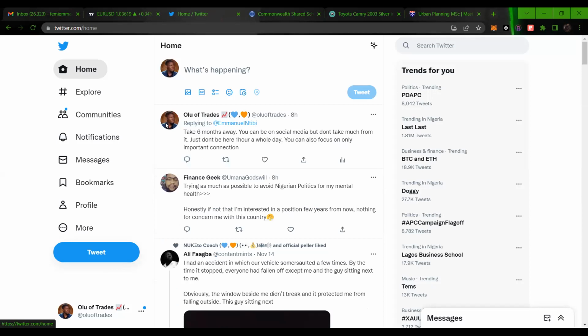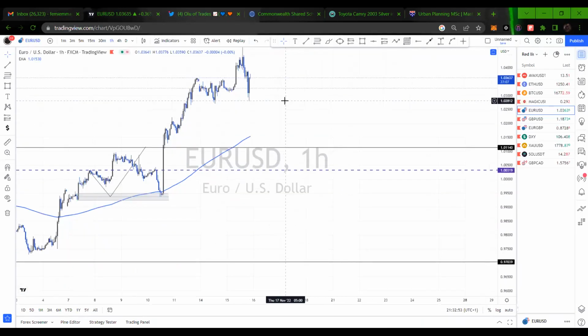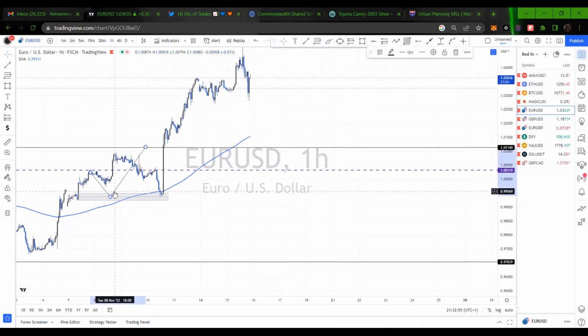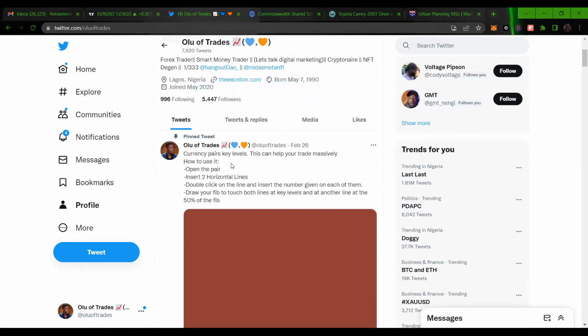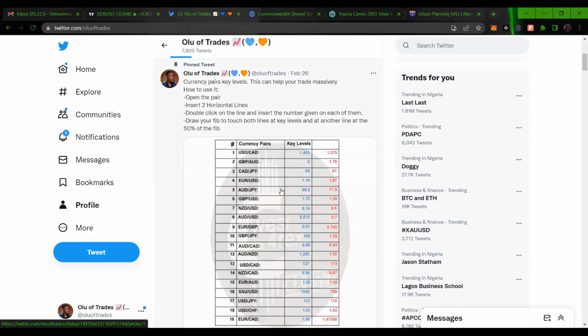But on my pinned tweets, I spoke about currency pairs key levels. Let me open it. It's taking a lot of time to load. I didn't put it here because I don't really trade this pair. This can help your trade massively, how to use it. We are going to look into how to set this up on our chart. Psychologically, it helps.